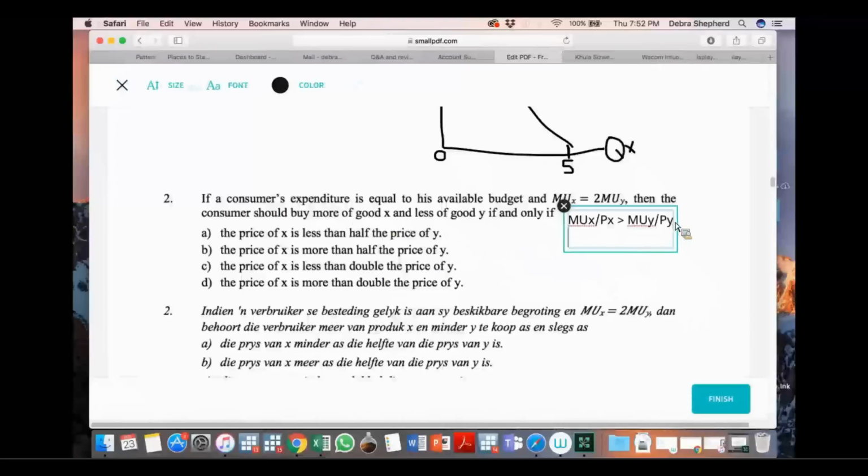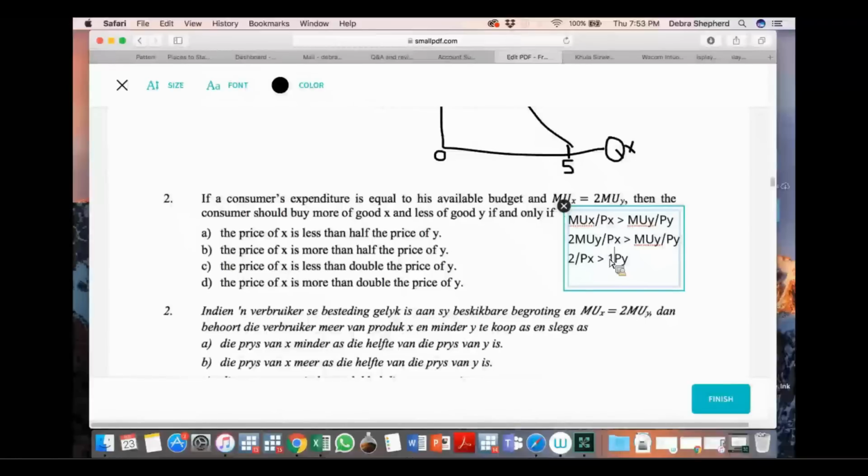So we have this equation to begin with. I then substitute in this knowledge here. So MUX equals 2MUY. So 2MUY divided by the price of X is greater than the marginal utility of Y divided by the price of Y. So all I've done is made a substitution. I then can eliminate the marginal utility of Y from either side of this inequality. So what I get is 2 over price X is greater than 1 over price Y.